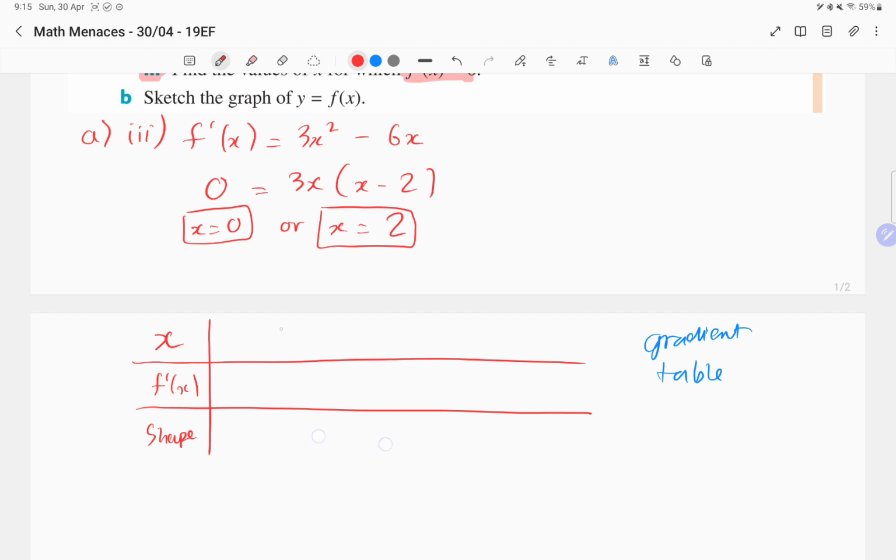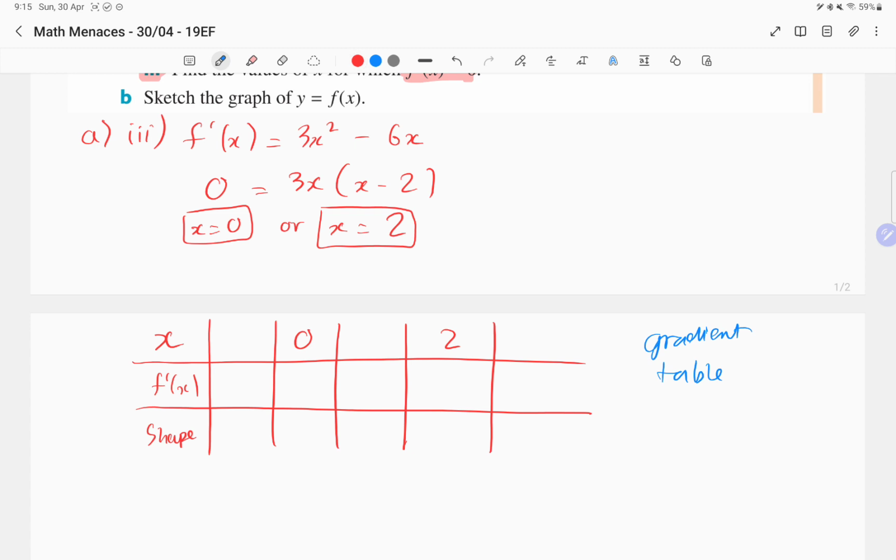Okay, so how many columns do I need here? You need like 1 on either side of the 2 stationary points. Yes, 1 on either side of the 2 stationary points. That's a good description. So 0 and 2, and then you need 1 on either side.